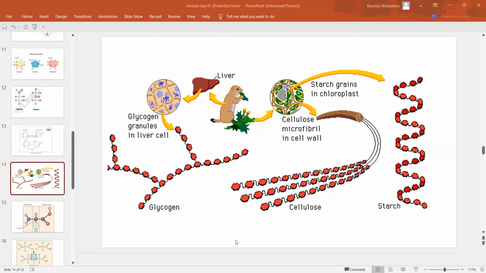Next point, they are non-crystalline. Next point, water insoluble. Next point, not considered as sugars.